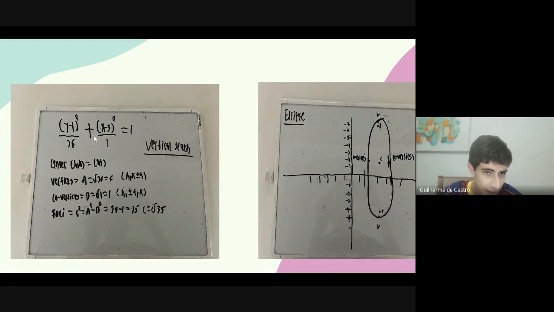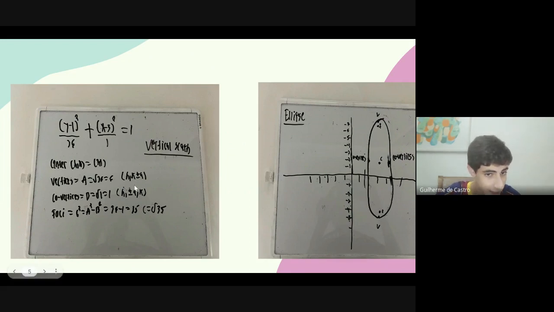So you might have a problem like this, and you can find your center, which is always going to be opposite of H, opposite of K. You find your vertice, you find your A, which is the square root of 36, and you know that's going to be your A because it's the largest value, right? A squared is always the largest, and B squared is always the smallest one. And you find that 6, and as you know, that it's under your Y, you're having your vertical graph, right?